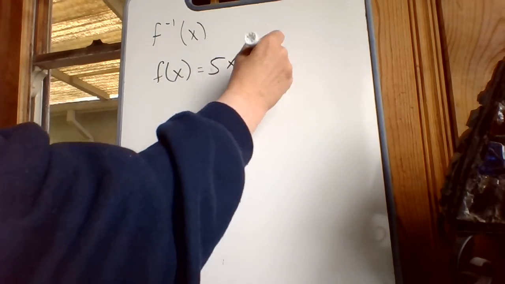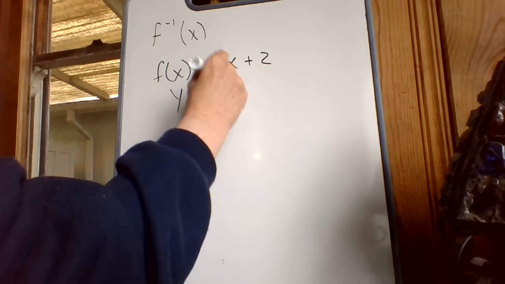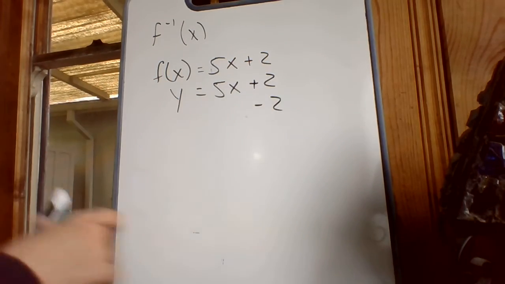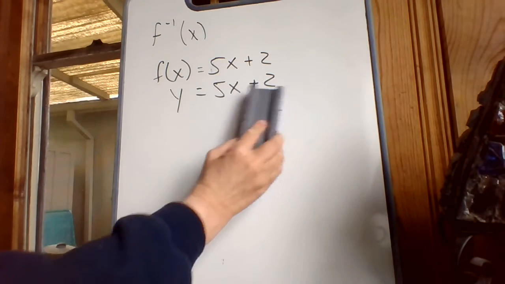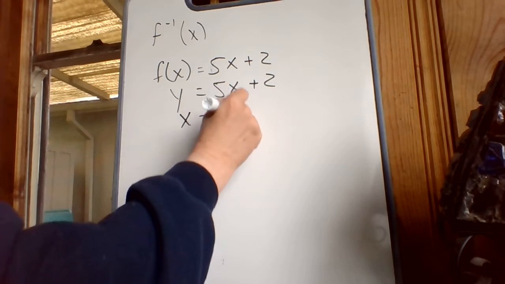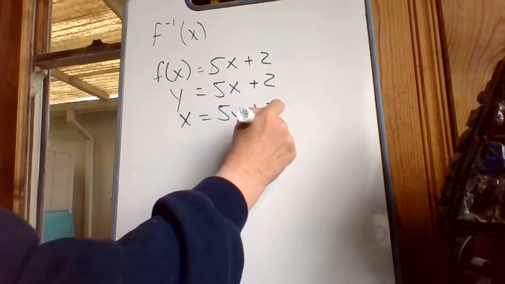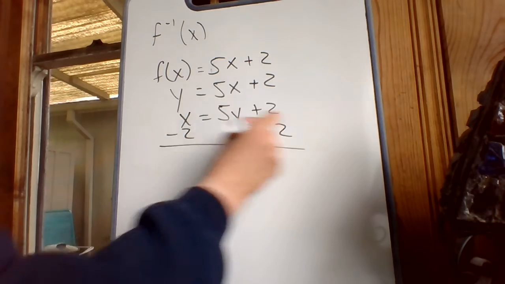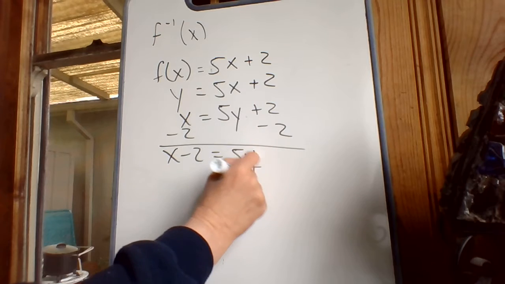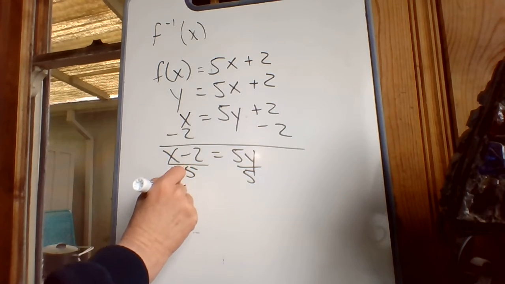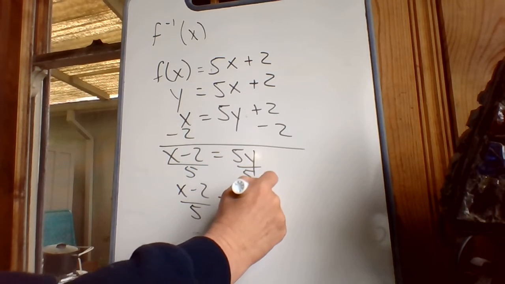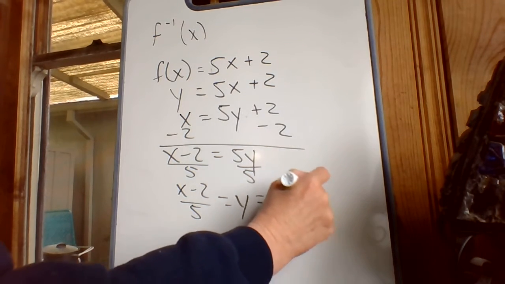Five x plus 2, right? y equals. And then switch out x and y. And then get y by itself. So x minus 2 over 5 equals y. And you can go with the fancy notation if you really want to.